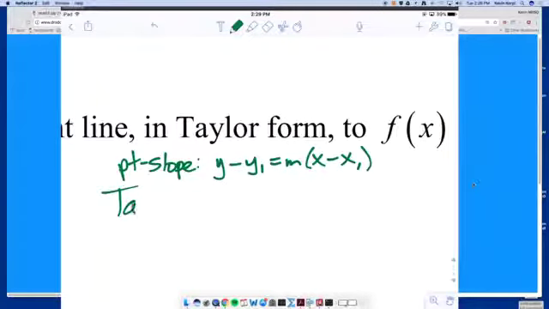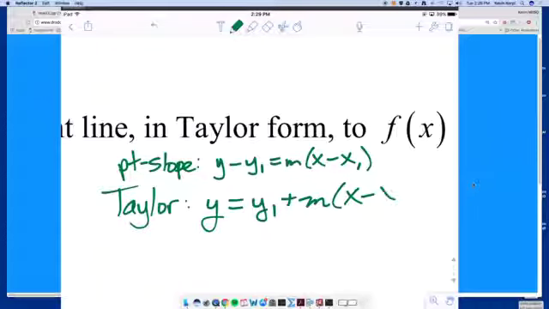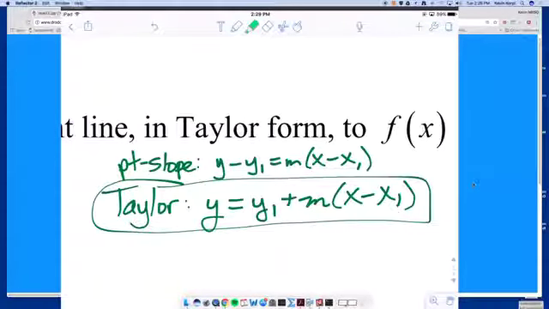What Taylor form does is it simply takes the point-slope form and solves it for y by adding y sub 1 to both sides. So the Taylor form is y equals y sub 1 plus m times x minus x sub 1. And all year long, for every equation that we are going to construct, we're going to use the Taylor form pretty much exclusively, unless we happen to be handed the slope and the y-intercept, in which case slope-intercept form is pretty nice. But Taylor form, okay?